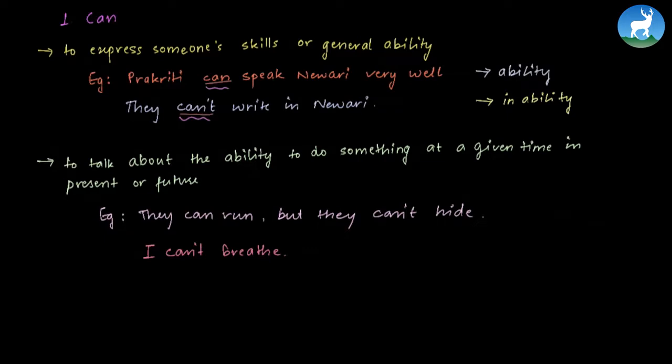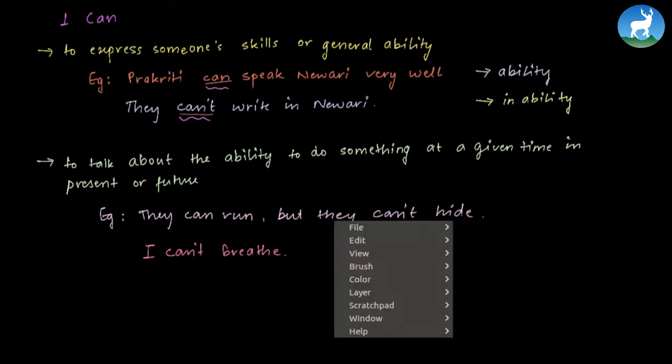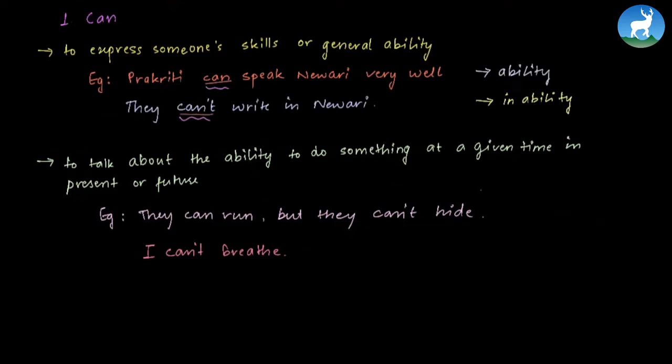To talk about the ability to do something at a given time in present or future, we use can. So they can run, but they can't hide. It's in the present. They can run at the moment, but when they finish, when they reach somewhere, they cannot hide.